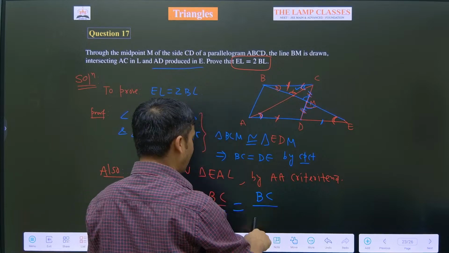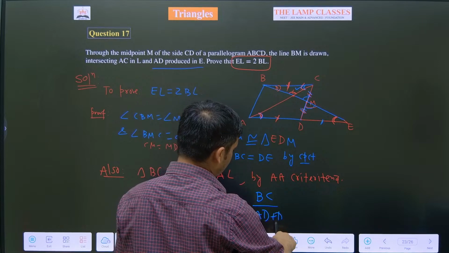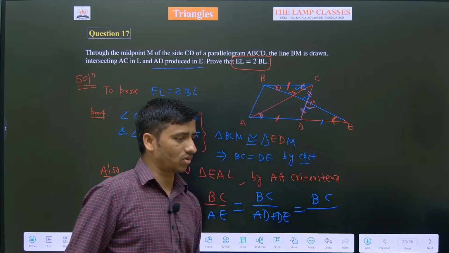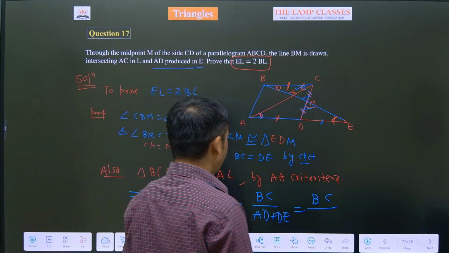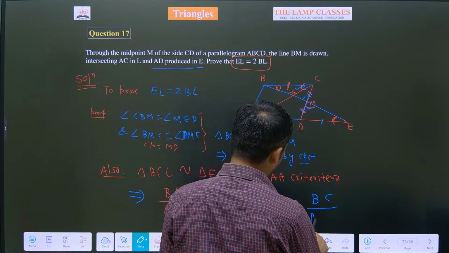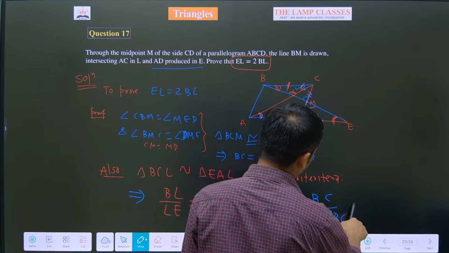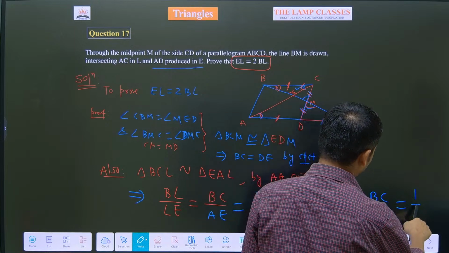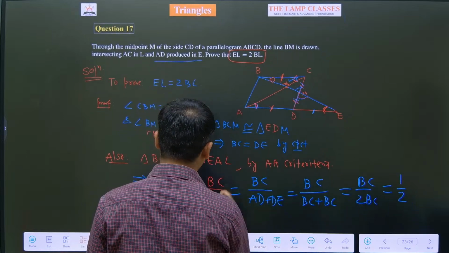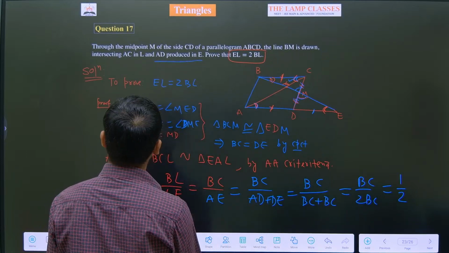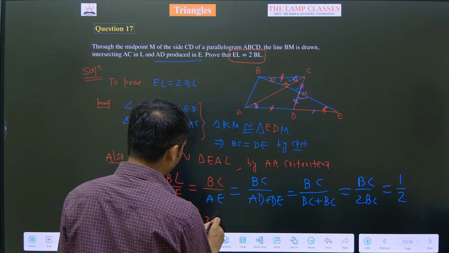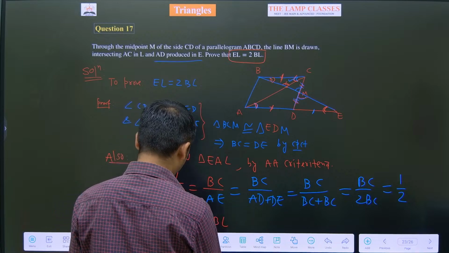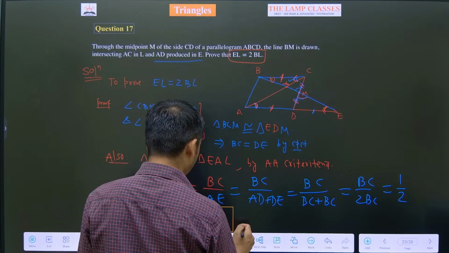Can I write AE as AD plus DE? So I think marks are given for writing. One could have told directly, right? BC, AD is same as BC and even DE is same as BC. So is this ratio BC upon 2BC? BC and BC will get cancelled, so it's 1 by 2. Now we just cross multiply. So do we get EL is equal to 2BL? It is, right? So we will say hence proved, right?